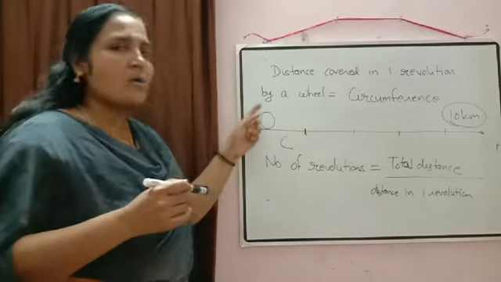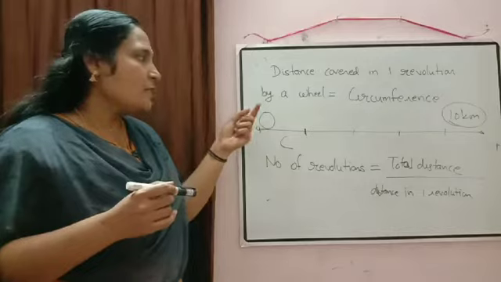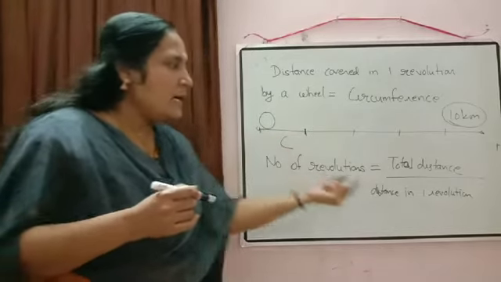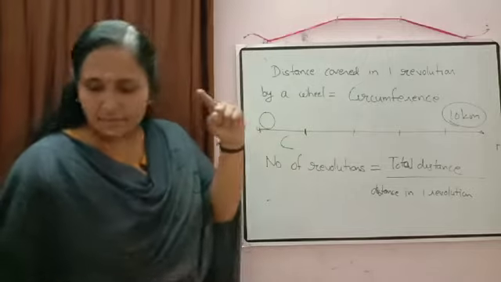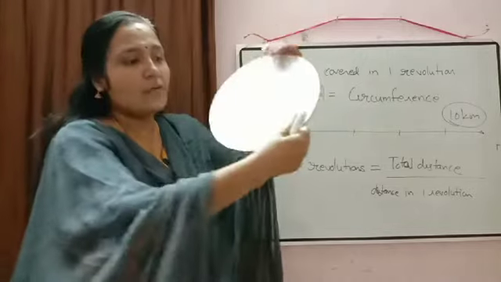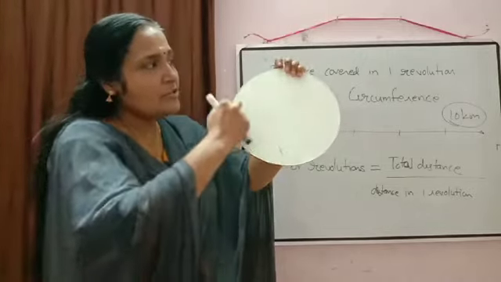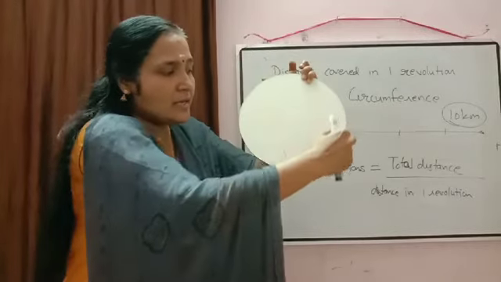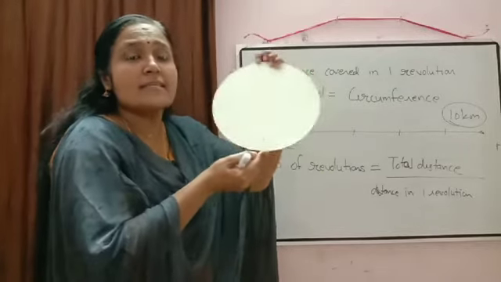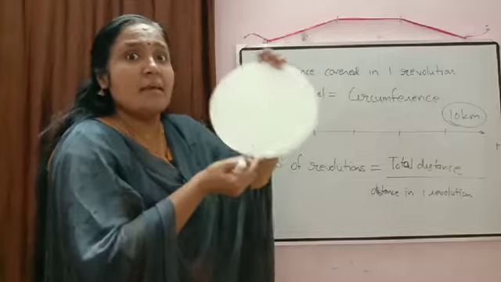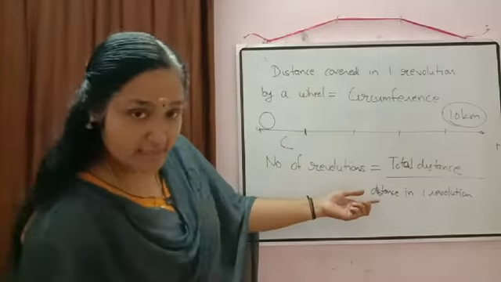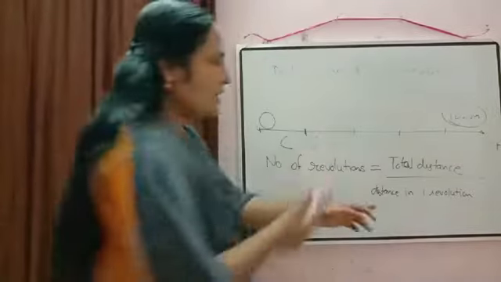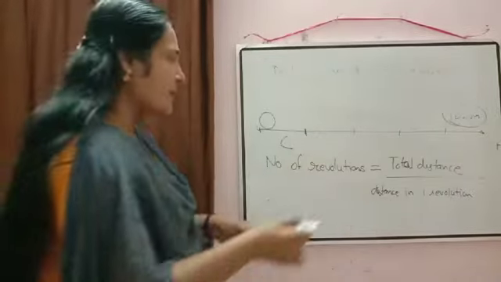We are talking about a circular wheel. So for a circular wheel, what is the distance in one revolution called? One revolution means one complete round. If I take one revolution, what distance am I covering? Yes, I am covering its circumference. So instead of distance covered in one revolution, what can we write there? It is equal to its circumference.